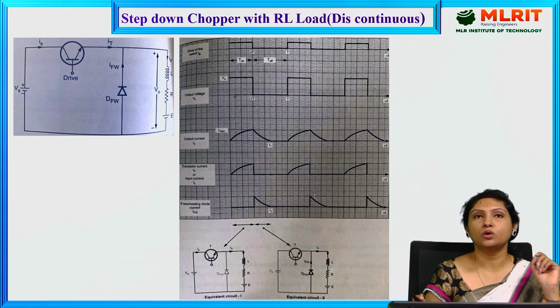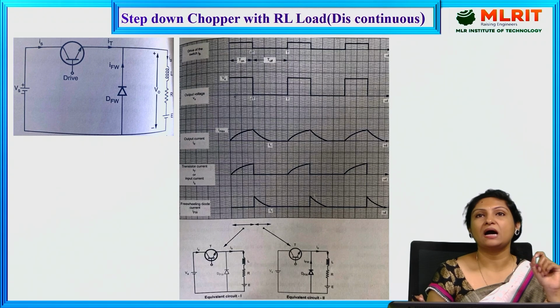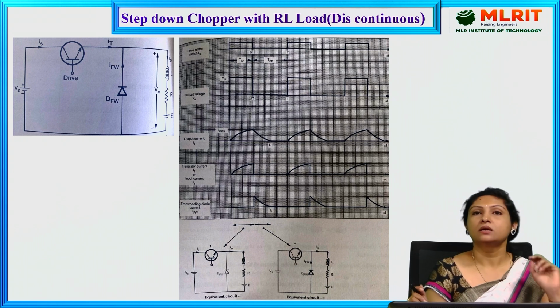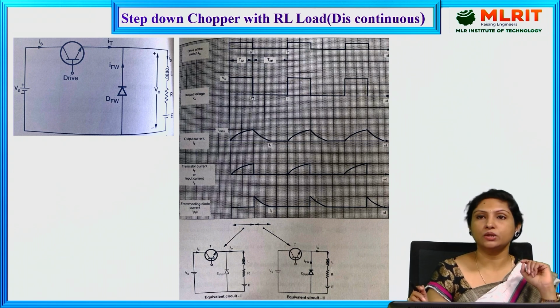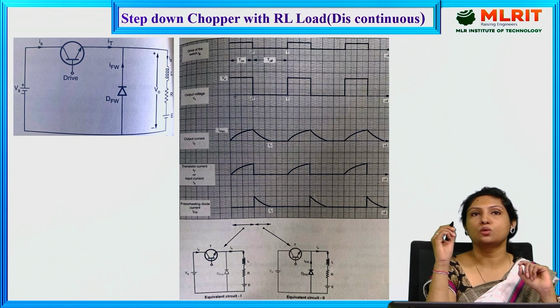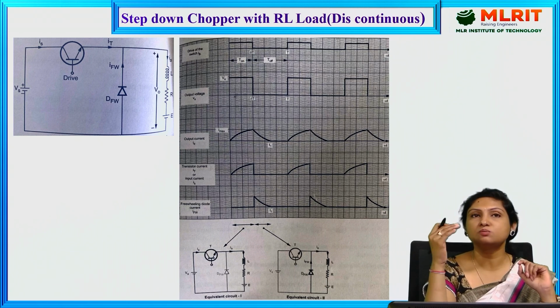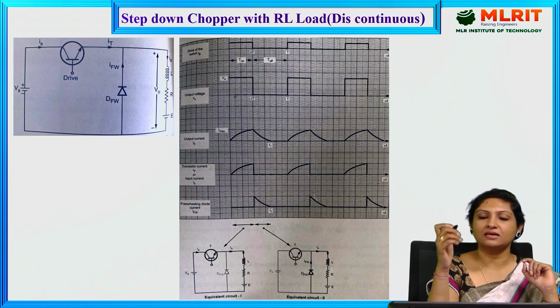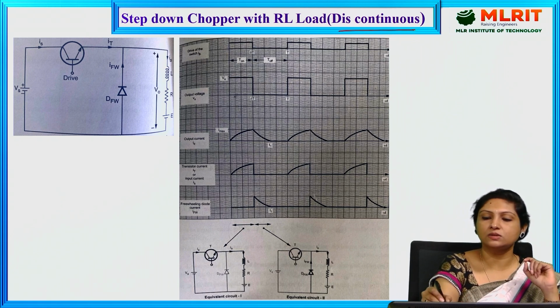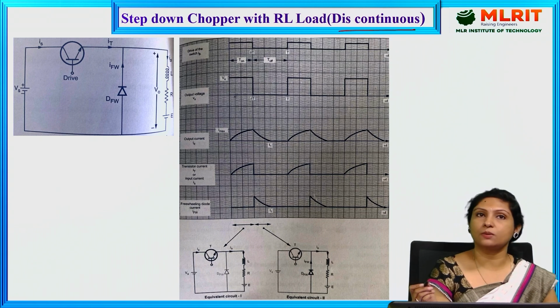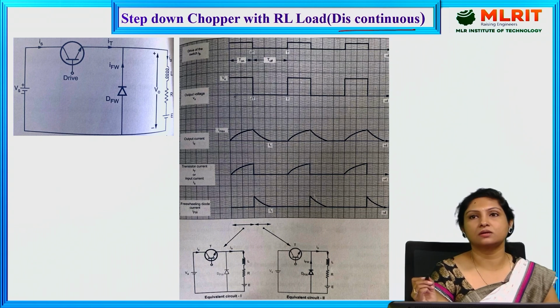And now moving on to the step down chopper with RL load for discontinuous current mode of operation. Previously we have seen continuous current mode of operation. If we make use of a large value of inductor, in that case the output current through the load will be continuous. Whereas here, since we have chosen a smaller value of inductor, we can obtain discontinuous current mode of operation.